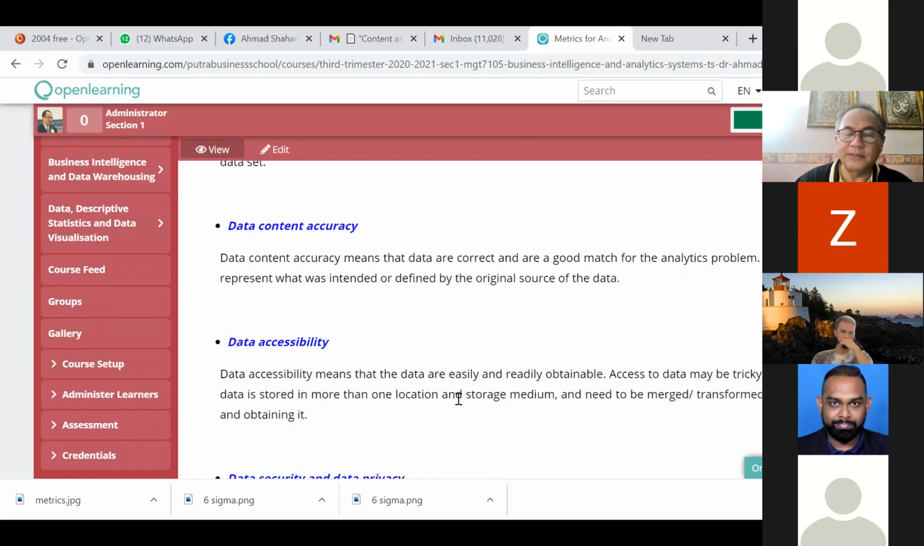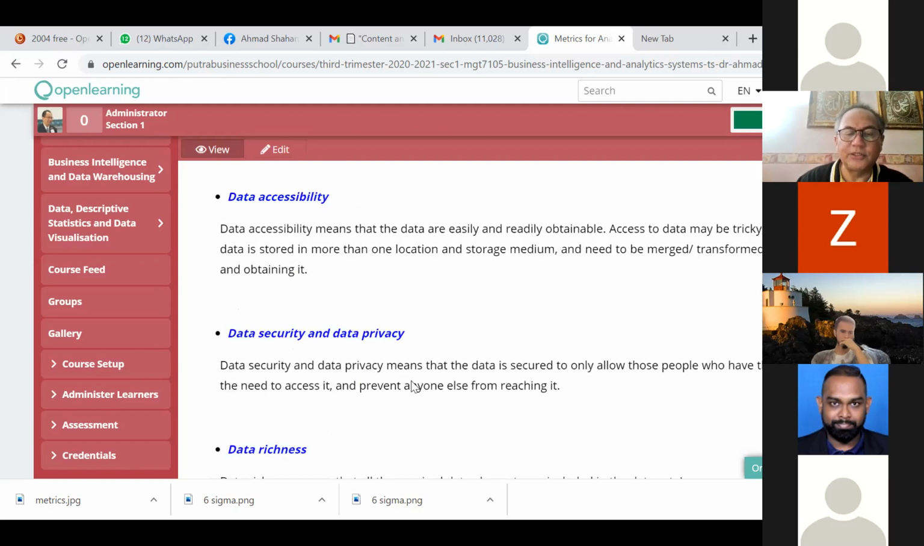And then data accessibility, meaning data is readily accessible, so you can get data. Sometimes access to data can be tricky because it can be in one location, and then different storage medium, and it needs to be merged or transformed while accessing and obtaining it. So certain portion is this side, certain portion is this side, and then you need to merge them. Data accessibility. The other is data security and data privacy. So data needs to be secured so that only those people who have authority have access to it.